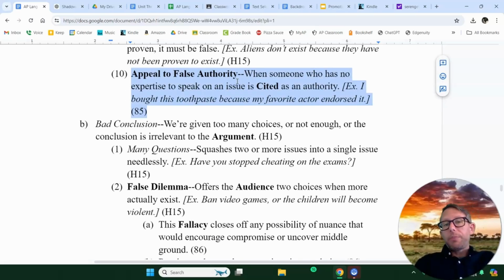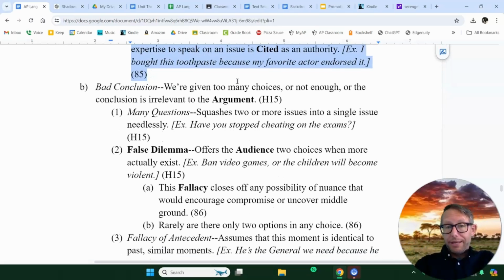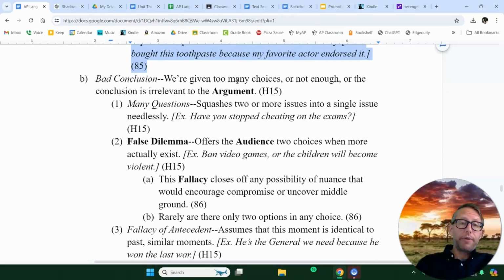Appeal to false authority, when someone who has no expertise to speak on an issue is cited as an authority. So, you've got any kind of celebrity testimonial of that sort. I bought this toothpaste because my favorite actor endorsed it, okay? It doesn't even mention whether that favorite actor has beautiful teeth or not. It just says I bought it because of them, all right? So, yeah, that's not a good reason to make all of your dental decisions. Hopefully you've got a better justification for doing that. Not that I spend a lot of time choosing the perfect toothpaste, but I certainly don't take my suggestions for toothpaste from a celebrity, okay, no matter how beautiful their teeth are, all right?